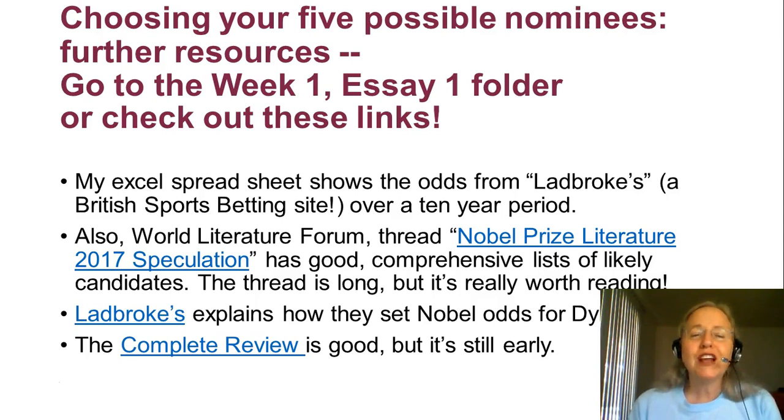And then Ladbrokes has a really interesting short article, I highly recommend it, in which they explain how they set the Nobel odds, at least in the case of Bob Dylan's candidacy. That'll give you some idea of how much weight to give to Ladbrokes. Because after all, we have had recent winners. I'm thinking specifically about the British writer Doris Lessing, who never even appeared on the Ladbrokes list, and she won the prize. And then finally, another place is the Complete Review, which is good, but they tend to publish more on the Nobel Prize as it gets closer to the date. So you could look at their past ones.